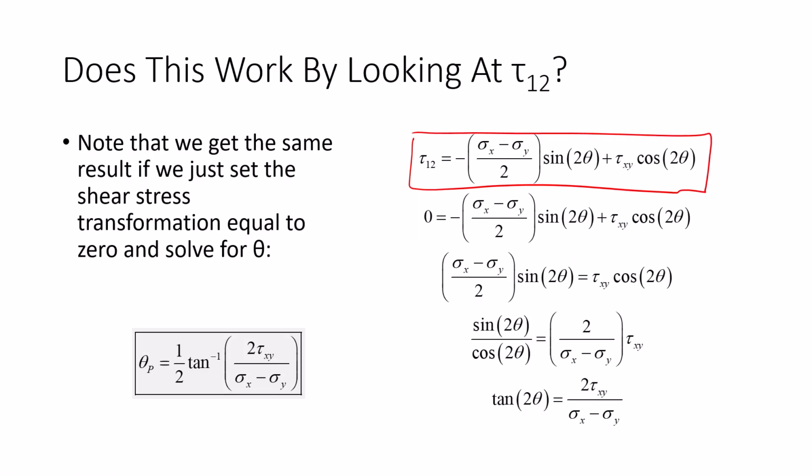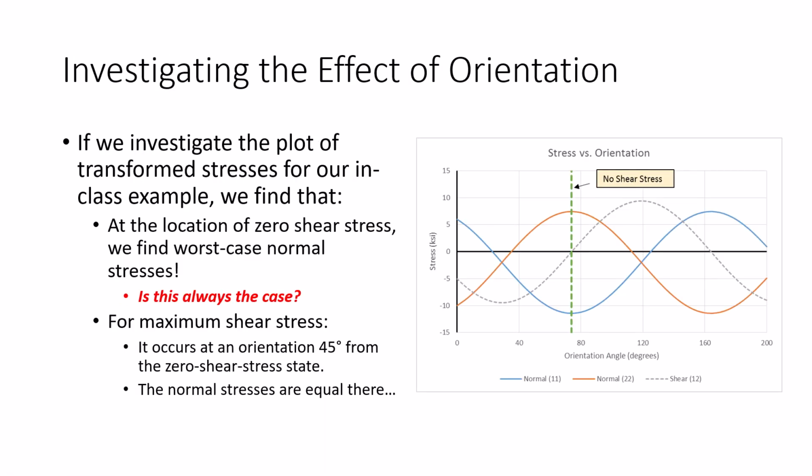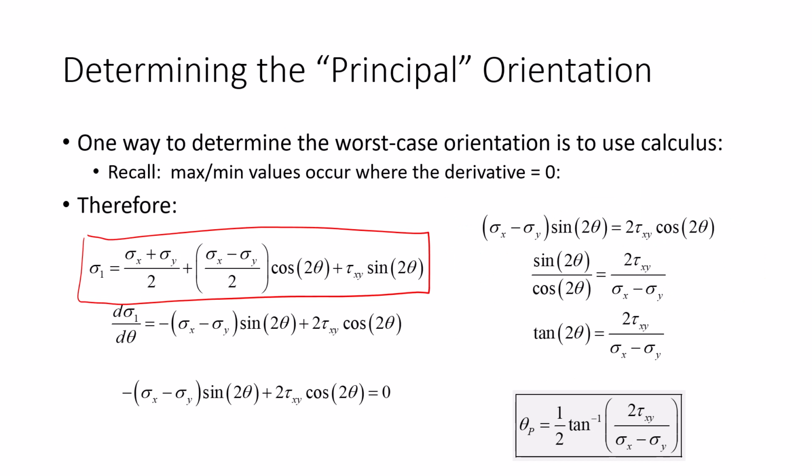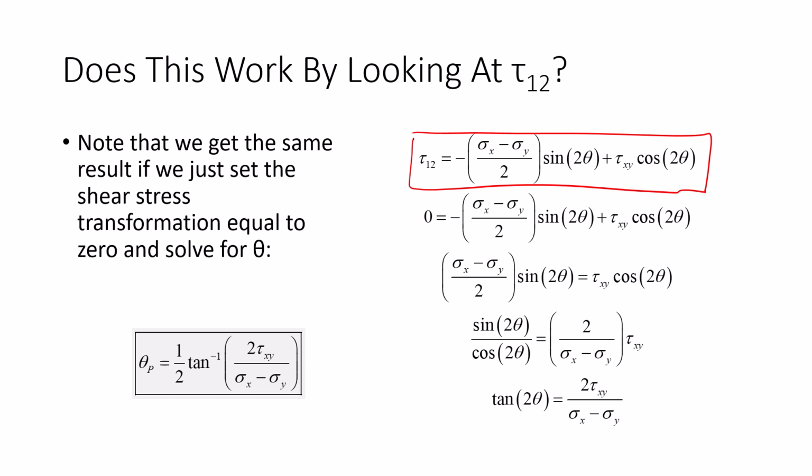So the question of whether, at the location of 0 shear stress, we find worst case normal stress is always the case? Yes, because if I look at the derivative, set it equal to 0, and solve for the angle, or I just set the shear stress directly equal to 0 and solve for the angle, I get the same angle. So that's always the case. And that's an incredibly powerful observation that we can use to develop this graphical technique called Mohr's circle. Okay, with me so far?